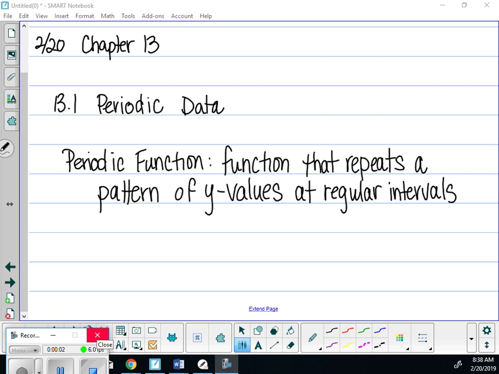So chapters 13 and 14 are on various parts of trigonometry. The introduction to trig is basically just looking at periodic functions. Technically, a periodic function is a function that repeats a pattern of y values at regular intervals. So you can look across and you would see repeated y values over and over again, and they would be at the same distance apart.